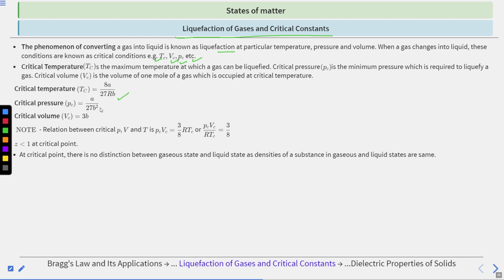So these are the formulas of critical temperature, pressure, and volume in terms of a and b. The relationship between the critical pressure, volume, and temperature is this. So Z, the compressibility factor, is less than 1 at the critical point. And there is no distinction between gaseous state and liquid state at the critical point, as the densities of a substance in gaseous and liquid states are the same.